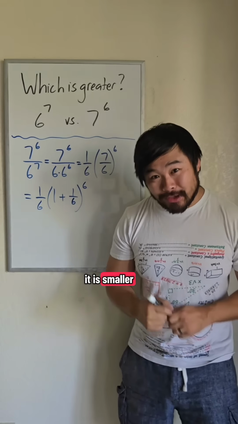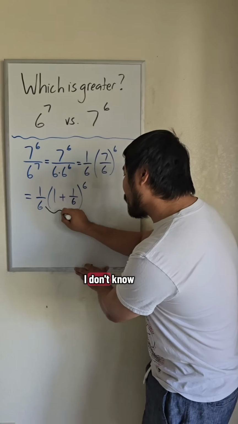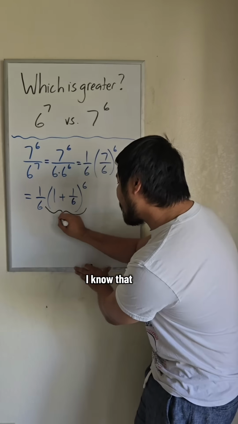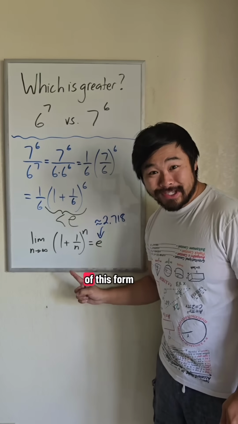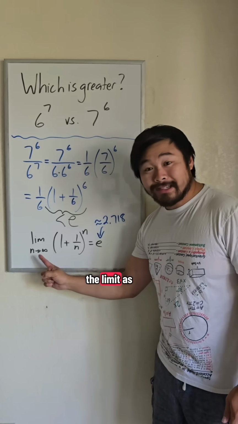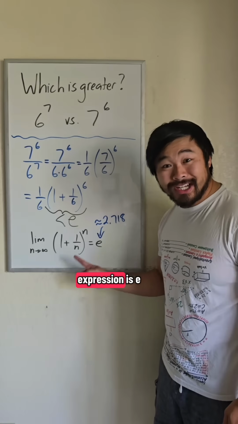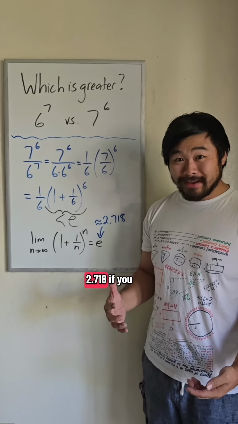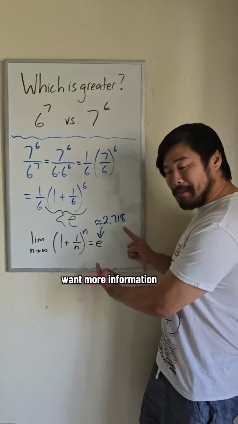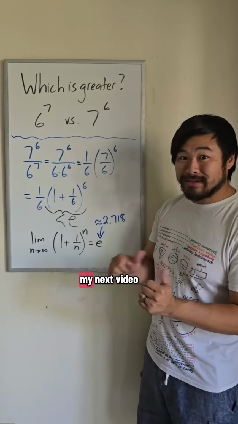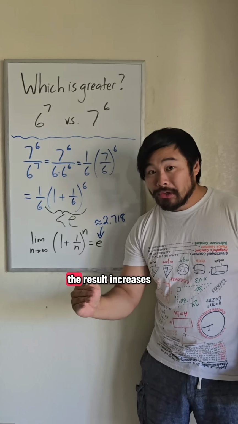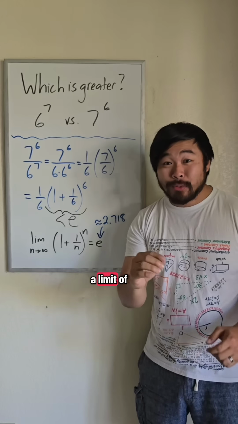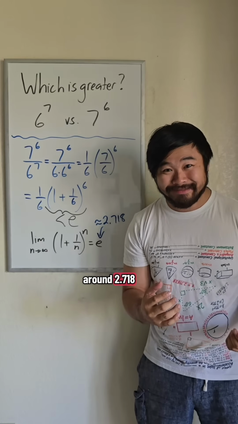Well, I know it is smaller than 1, because even though I don't know exactly what this is, I know that it is less than e. This expression is of this form, and we know the limit as n goes to infinity of this expression is e, which is around 2.718. If you want more information on this, that is going to be in my next video. But over here, as n increases, the result increases, but there is a limit of around 2.718.